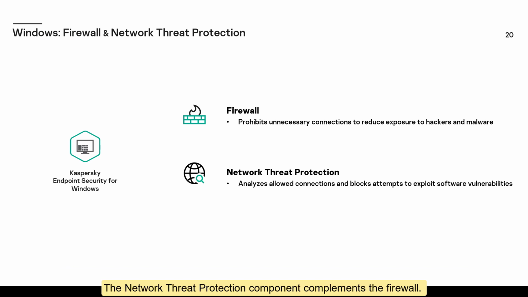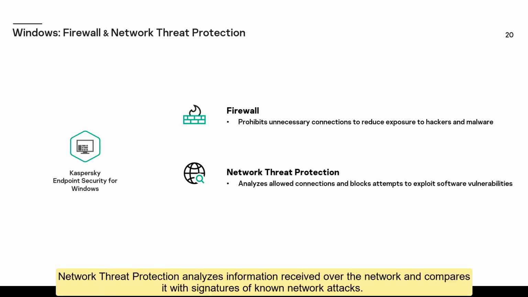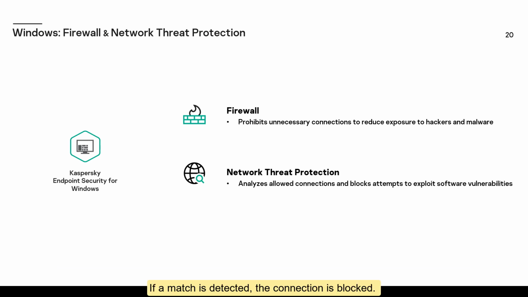The Network Threat Protection component complements the firewall. Network Threat Protection analyzes information received over the network and compares it with signatures of known network attacks. If a match is detected, the connection is blocked.